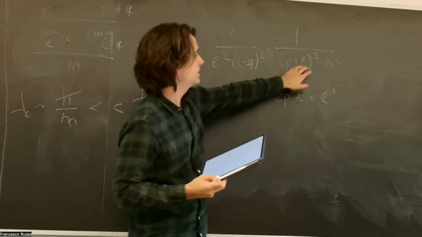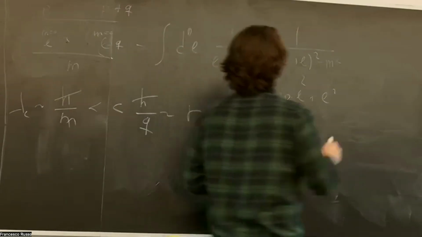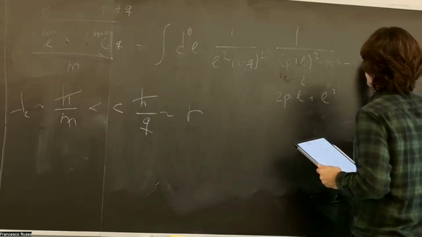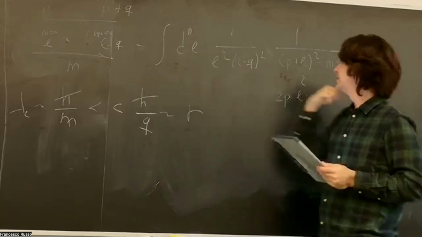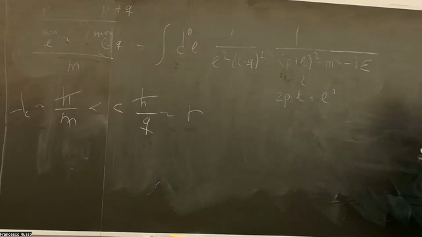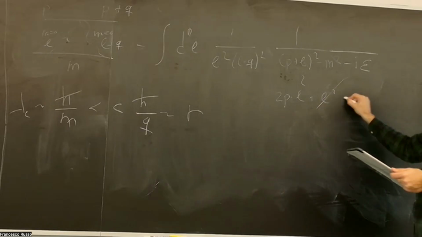So I can just expand it here. And by the way, I forgot, there's an i epsilon prescription here, which has to do with the proper choice of contour. This will be important. So when I expand it, I can cross this term.